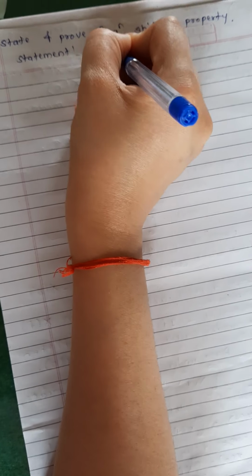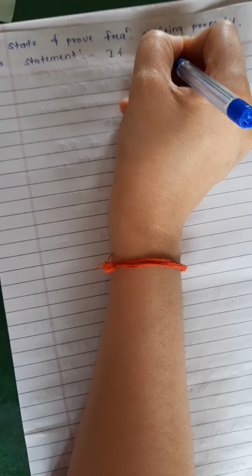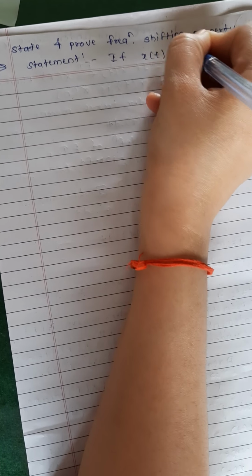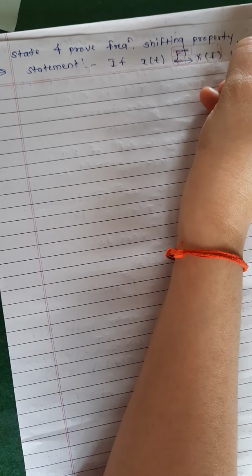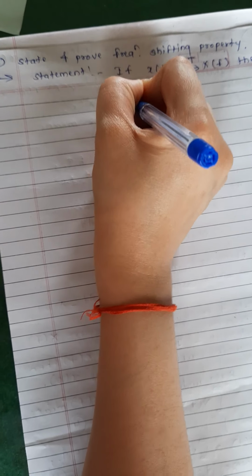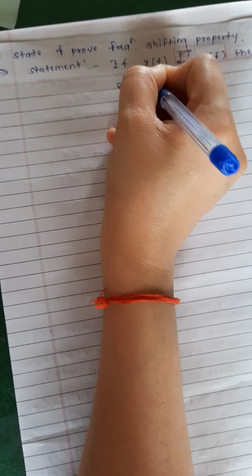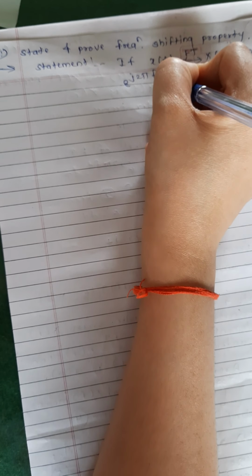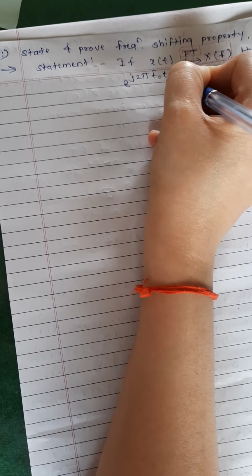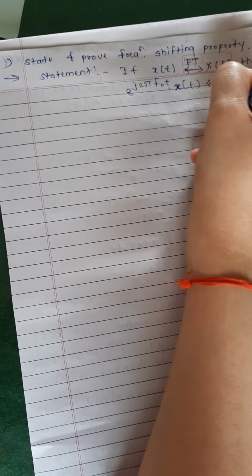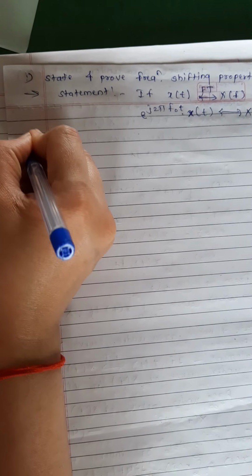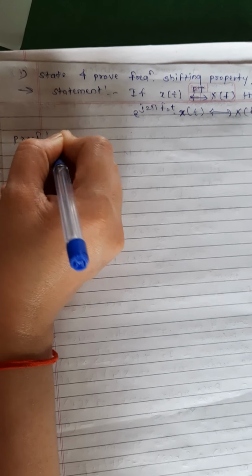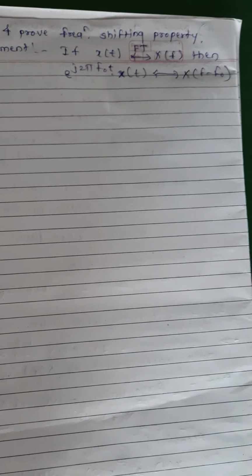If x of t, its Fourier transform is X of f, then e raised to j2 pi f0 t into x of t, it is X of f minus f0. So we have to prove it. This is the statement.